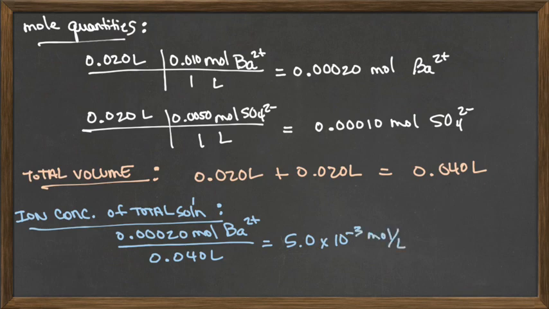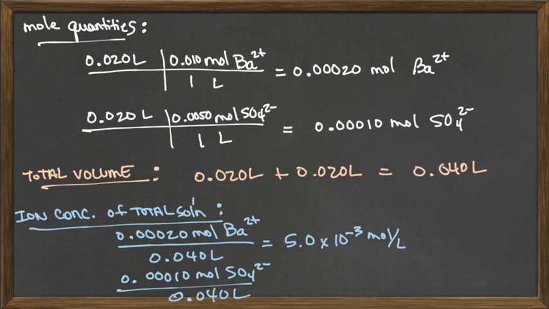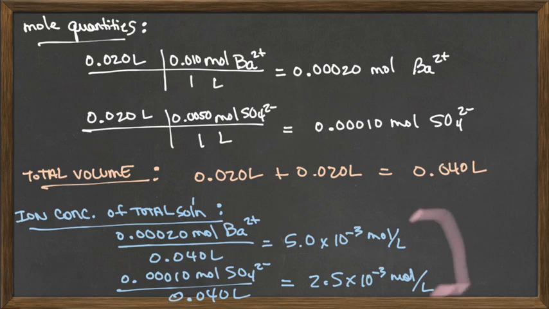Again, moles per liter. This is for barium. And doing the same thing with the sulfate. Again, same total volume of solution. And you get 2.5 times 10 to the negative 3. So that is our ion concentration for the combined solution. Now we are ready to use this information to calculate our ion product, because we're going to compare our ion product to the KSP value that was in the table.